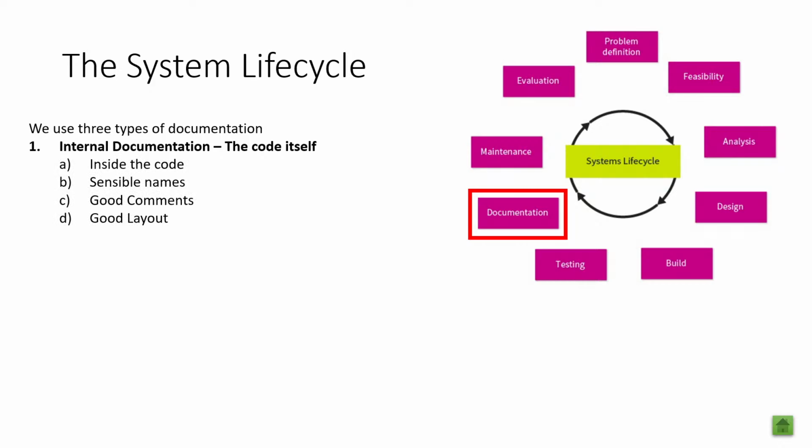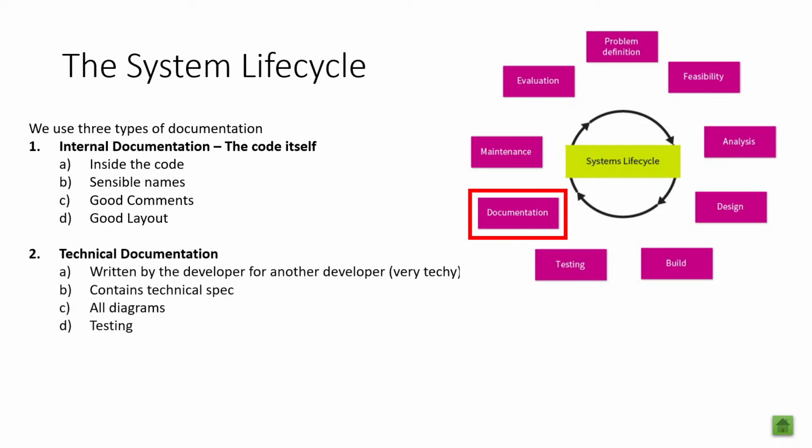Documentation, you've got internal documentation, which is what you provide, that's the code itself. Sensible variable names, good comments, good layout, etc. It should be quite intuitive for another developer to use. Technical documentation, again, is for the developer. You pass it on to them for maintenance, or they can continue developing it. It's very techy. It contains technical specifications, all the designs, all the diagrams, all the testing that you've done so far.